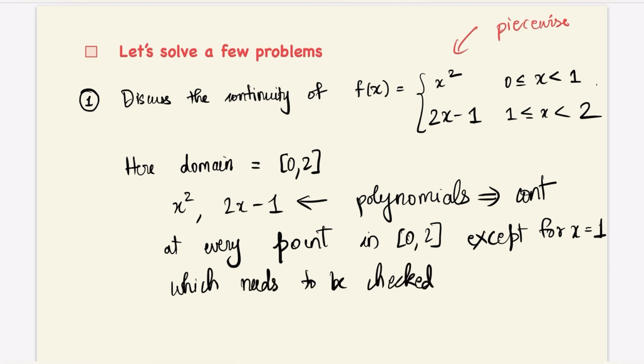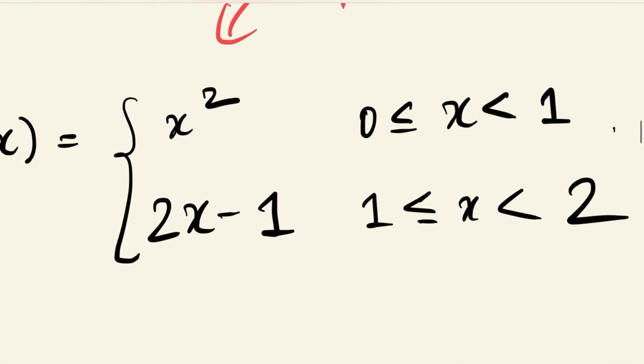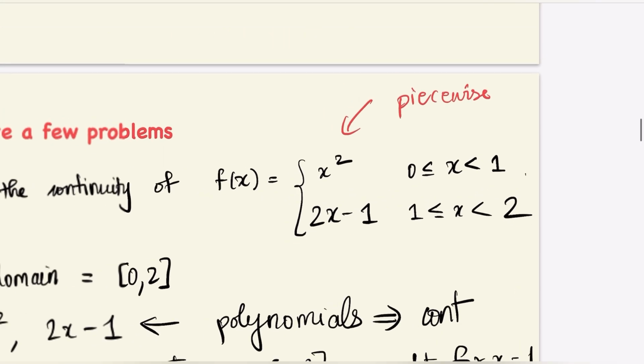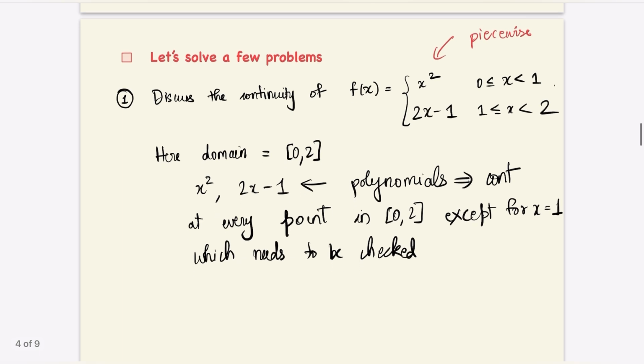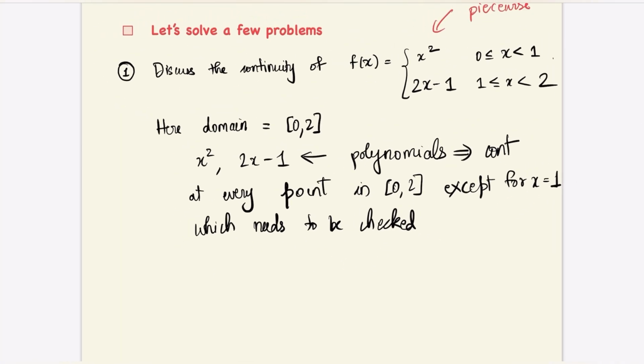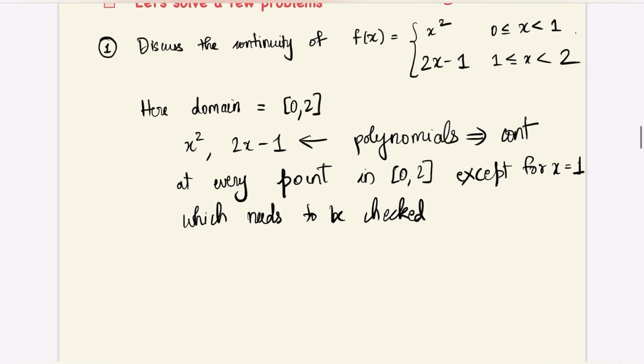Since the function is defined piecewise and it is breaking at the point x equal to 1, we need to check the continuity of the function at x equal to 1 using our definition instead of simply saying that it is a polynomial. If it were the same polynomial on both sides, you could have directly said so, but here the function is breaking at the point x equal to 1. So you need to check the function's continuity using the definition. So let us check the definition.